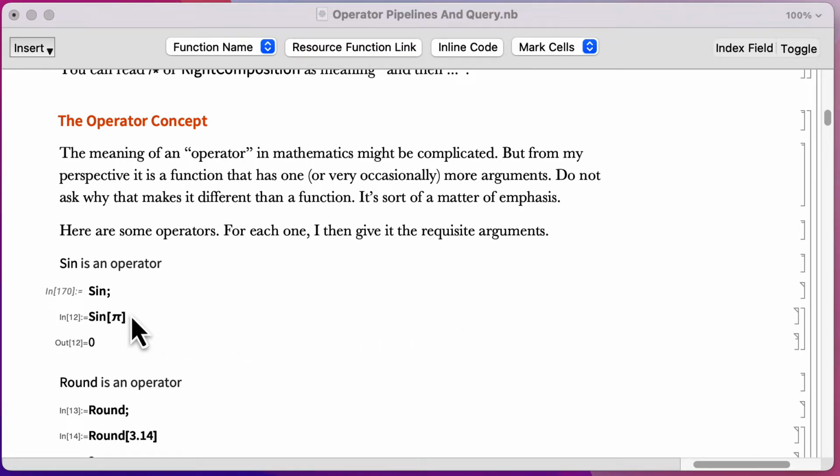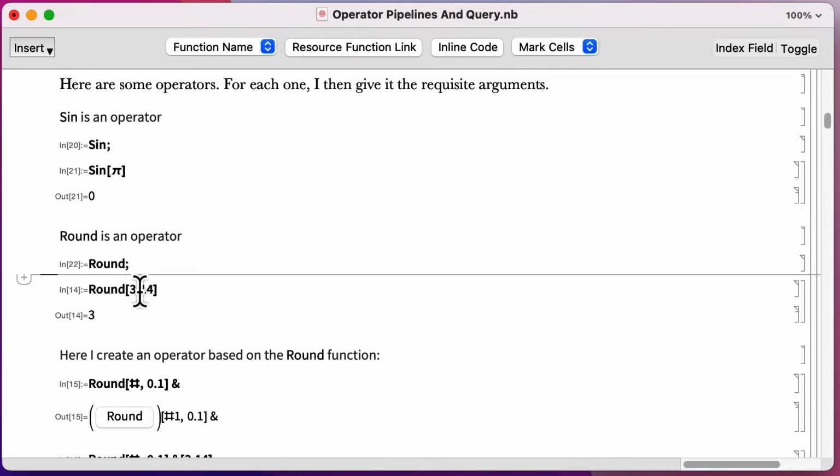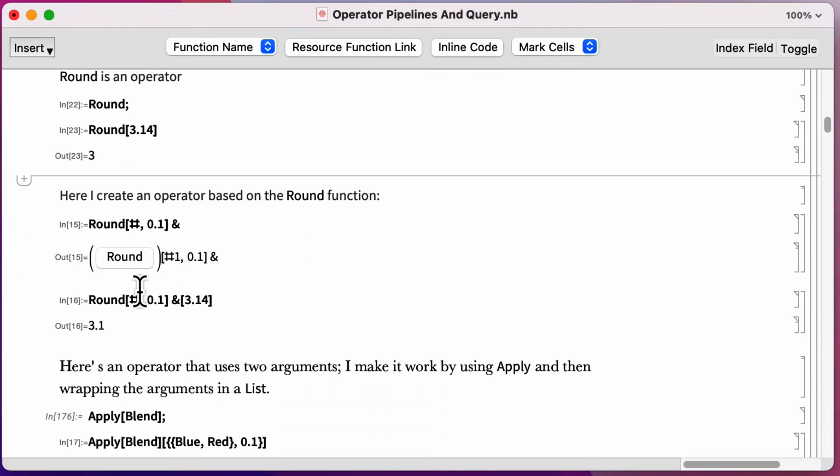Some are built into the Wolfram language, like sine. So we can say sine, or what is sine of pi. Round is an operator. So we can say what's round of 3.14. And we can create operators that might start out life in some sense as having multiple arguments, but we boil it down so that there's only 1 argument. So for example, you can round to things other than the nearest integer. You can round, for example, here to the nearest 10th.